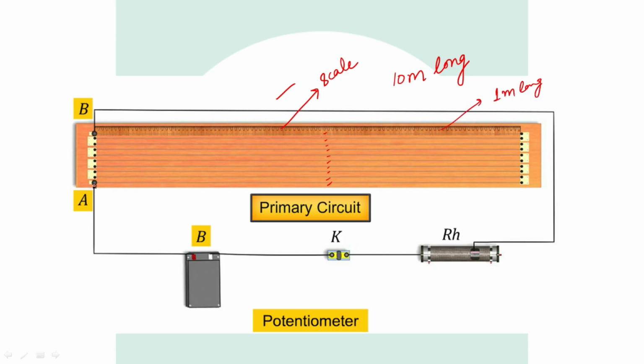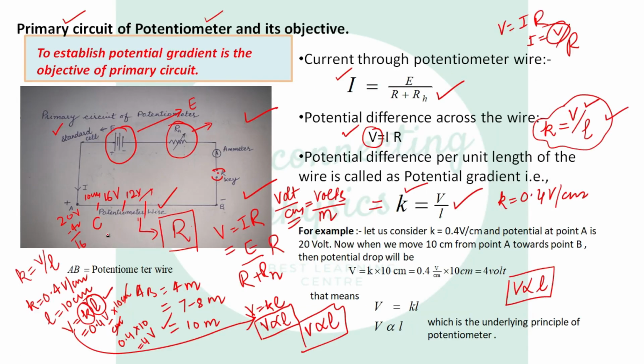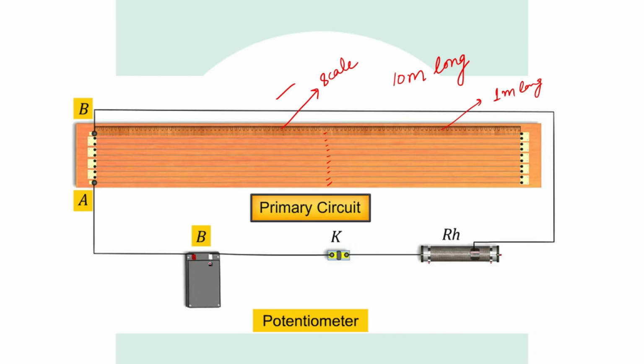This is point A. You see here, with point A we have attached a battery. So with point A we have a battery, then we have a key, then we have a rheostat. So this is the potentiometer. Now let us see the applications of potentiometer. How is it used to measure the EMF of a cell? How is it used to measure the internal resistance of a cell? And how is it used to compare the EMFs of two cells?